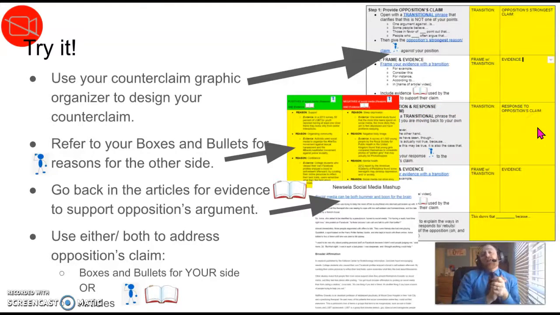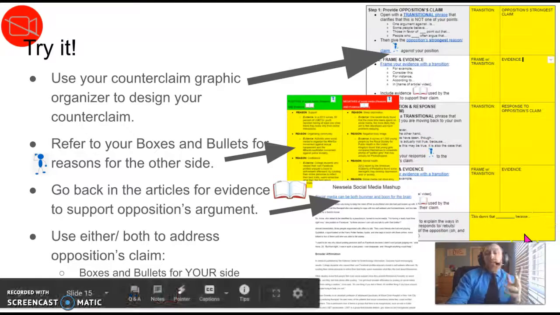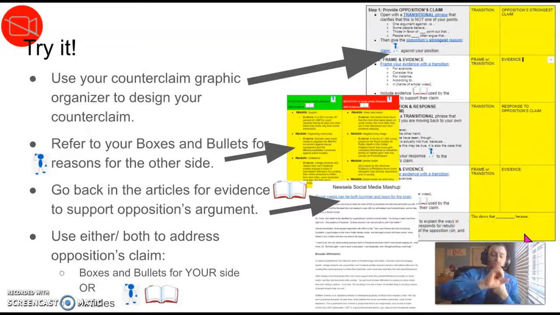And then respond to it. Either your response is, no, that's not true because here's my reason, or, yes, that is true, but it doesn't make me right because what about this reason? Then bring in some evidence, go back to the articles, frame that evidence again, of course, and then explain. Talk through the means, relates, matters. How does this evidence support your response, your rebuttal, your refutation? And that's about it. So go ahead and give that a shot.